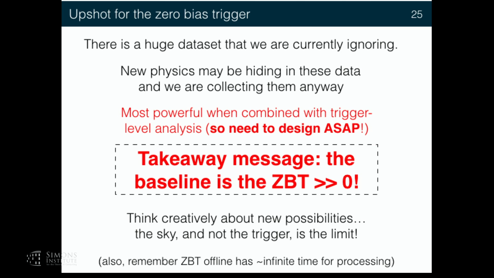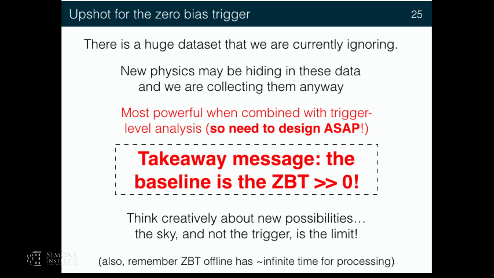Okay, so this is the upshot. We have this huge data set that we're currently ignoring. New physics might be hiding in these data, and it's most powerful when combined with a trigger level analysis. At level 1 in the hardware, you trigger on, say, electrons, and then in software, you look at, say, jets, as Katerina mentioned. But this requires designing the algorithms now, because if they're not in the software, then they're lost forever.